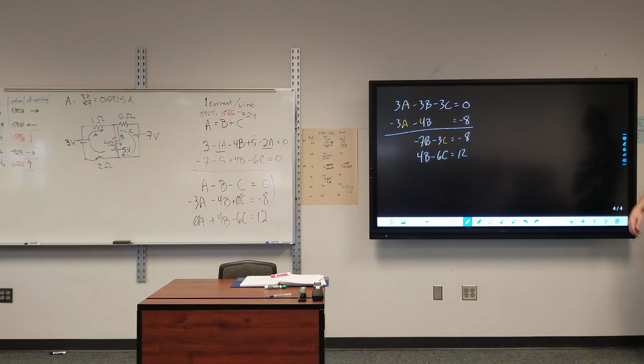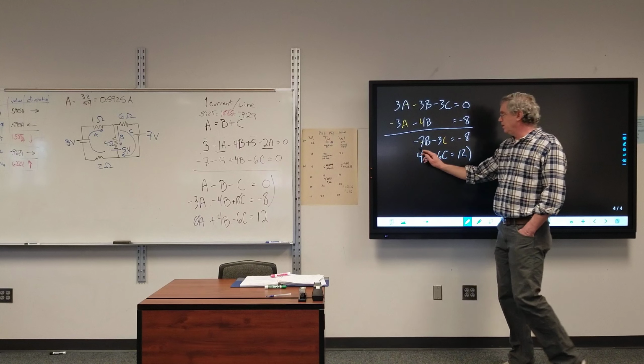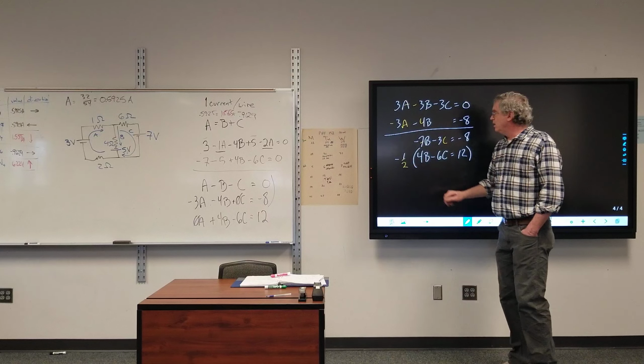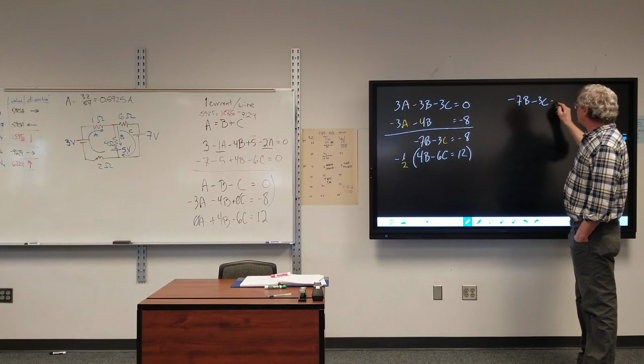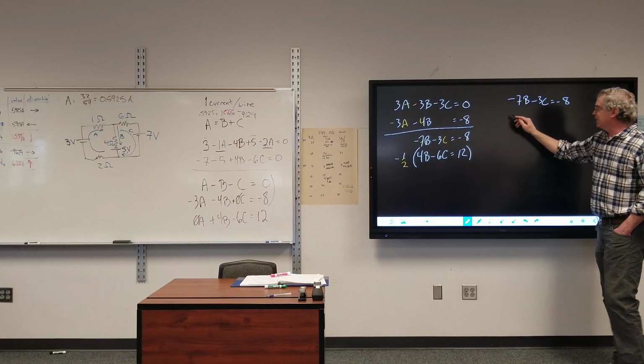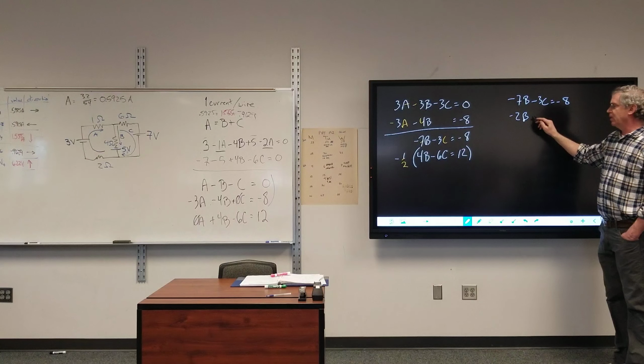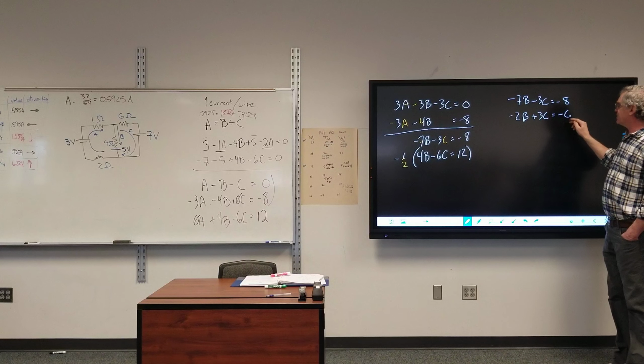It's looking like c is going to be the easiest one to get rid of. So I can multiply the top one by negative 2, or multiply the bottom one by negative 1/2. In this case, I'm going to multiply the bottom one by negative 1/2. So I have negative 7b minus 3c equals negative 8. And the bottom one, negative 2b plus 3c equals negative 6.